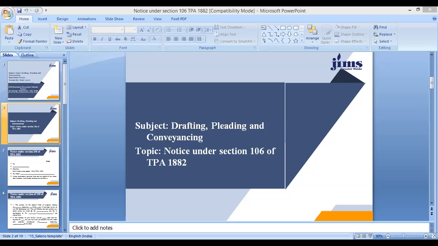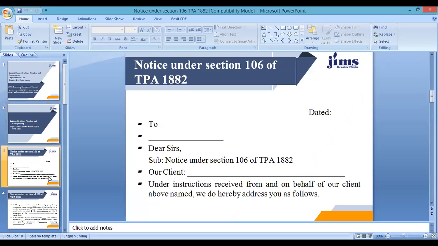So my dear students, please bear these essential elements in mind for drafting a notice under Section 106. So let's start with the drafting of the notice under Section 106, wherein I would provide you the format for preparing or drafting a legal notice under Section 106 of TPA.